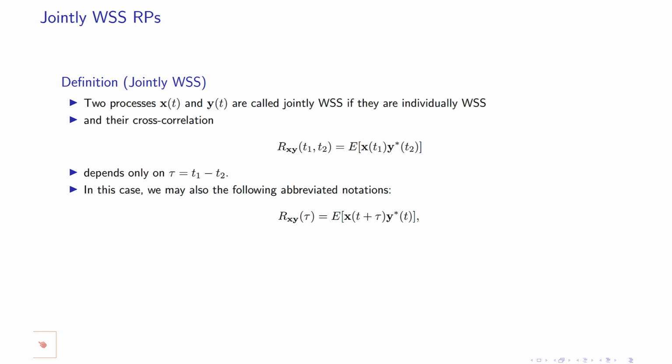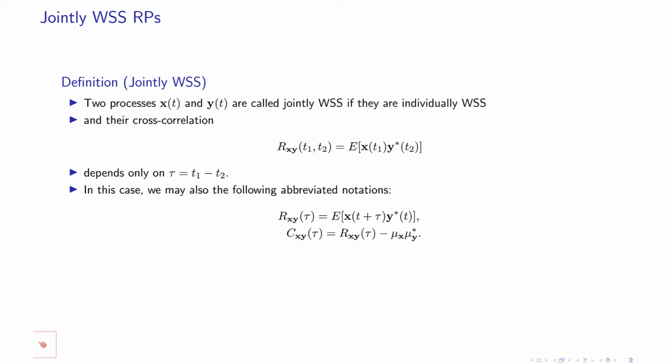In that case, we can also use this abbreviation, and this is equal to the expected value of x of t plus tau over 2, times y conjugate of t minus tau over 2. We always put a conjugate on the second one in case they are complex random processes. If they are real, you don't need to put it, but it won't harm to put the conjugate.